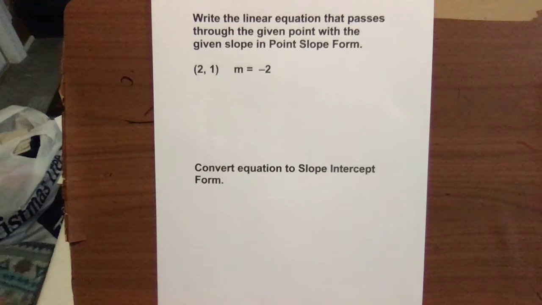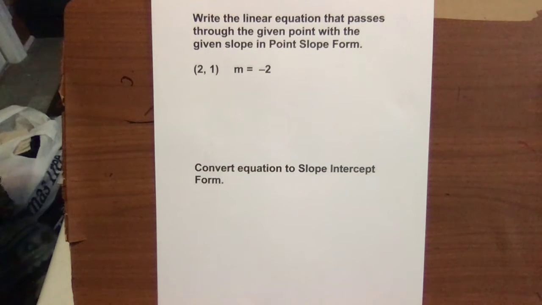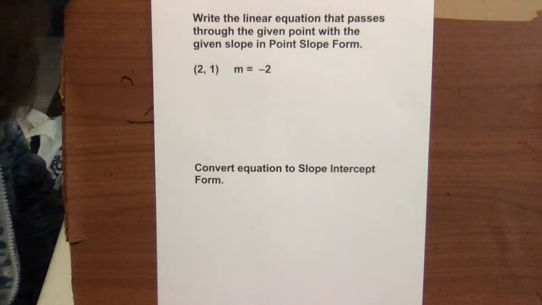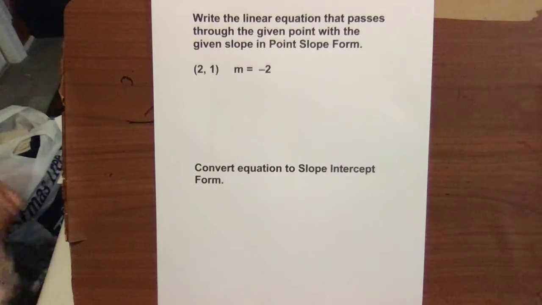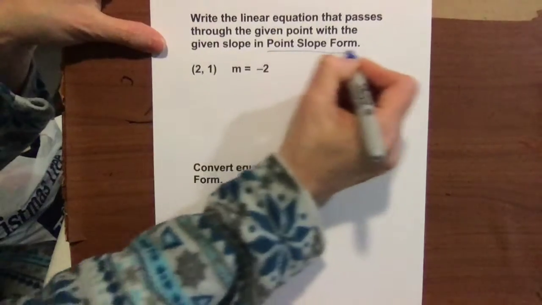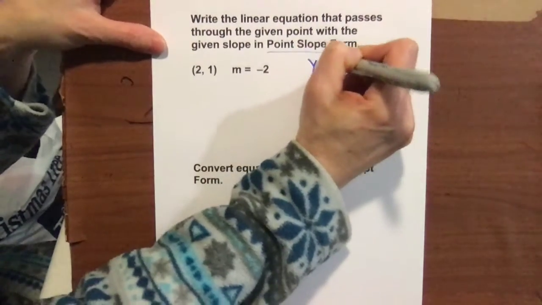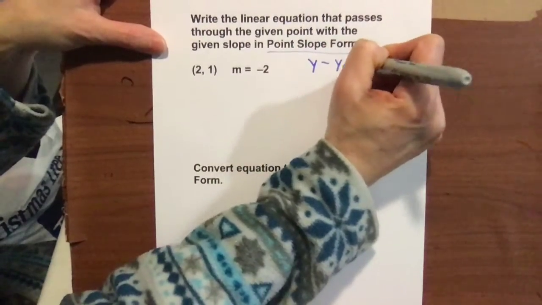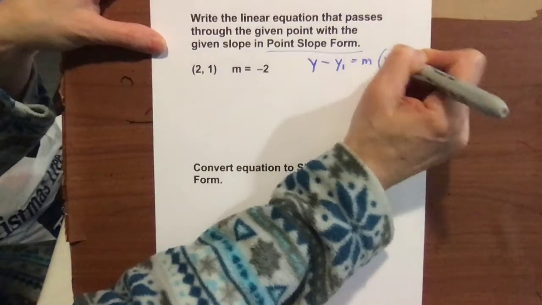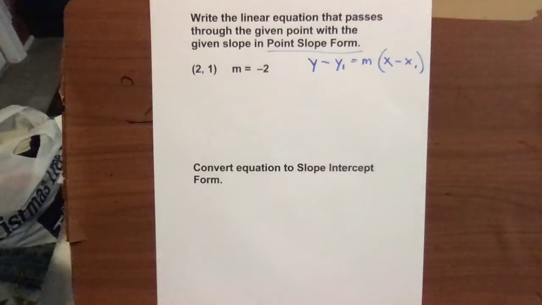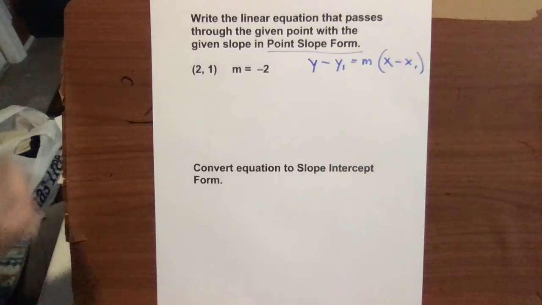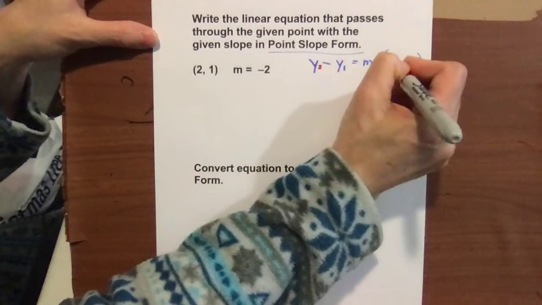All right, what we're going to look at today is writing the equation of a line in three forms: point slope, slope intercept, and standard form. The point slope form equation of a line is y minus y1 equals m, which is slope, times the quantity of x minus x1. Now, sometimes you may see that this is y sub 2 and x sub 2.